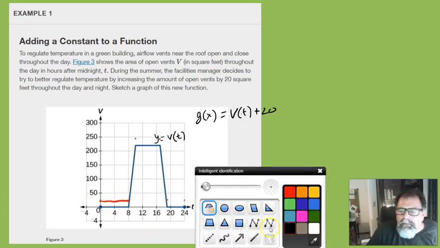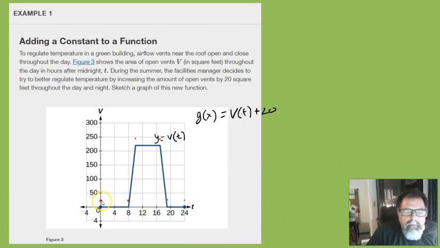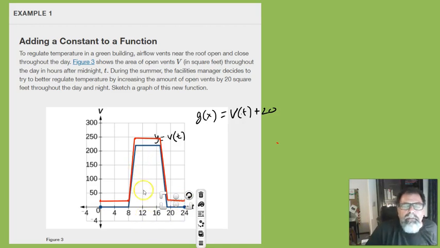Maybe I should use lines, to make it look a little nicer. Let's try that again. Let me do it in red. There. It's just being shifted up by 20 units, so it's the exact same shape, with everything lifted up 20 units.